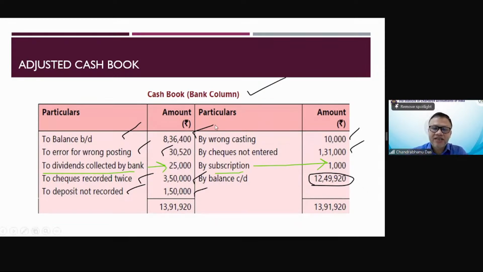Yes, Ashwika has raised hand. Very good. Yes, Ashwika, tell me. Sir, I have understood this in a half manner, sir. Could you repeat it again? Which column? This cash book column, sir. Adjusted cash book? Yes, sir. Okay, fine.